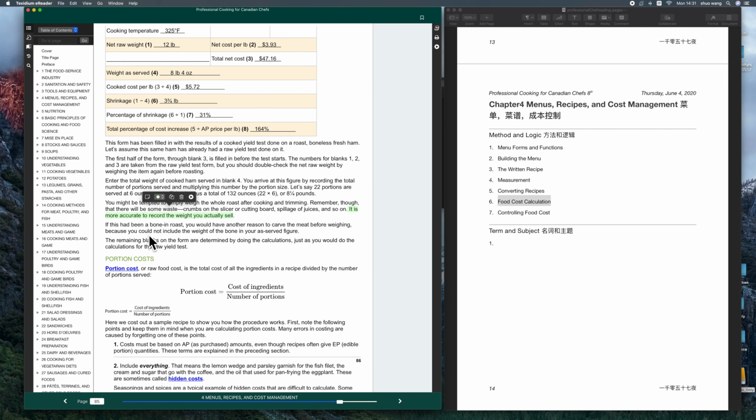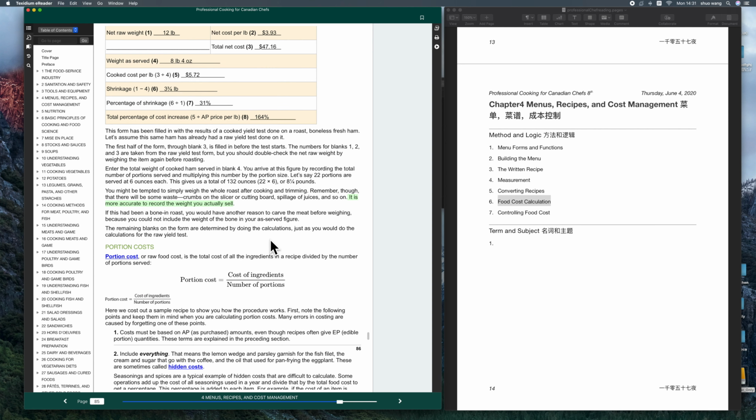could not include the weight of bones in your served figure. The remaining blanks on the form are determined by doing the calculation just as you would do the calculation for the raw yield test.